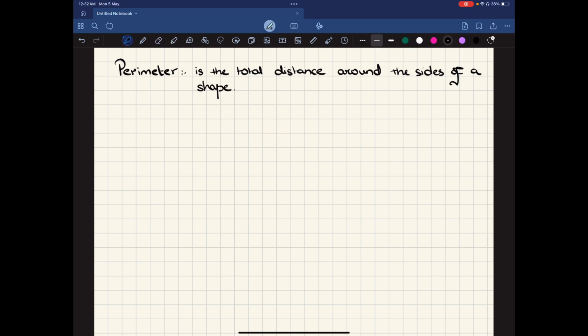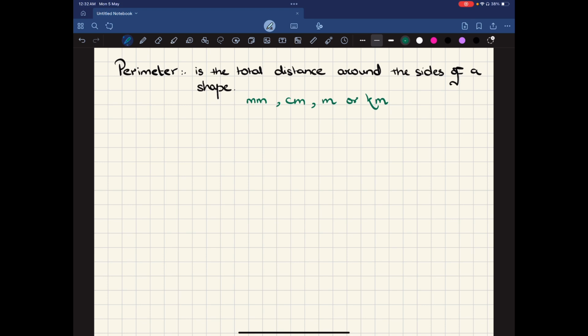And perimeter is measured in millimeters, centimeters, meters, or kilometers, right? The metric system. The metric units which are used to calculate the length of something, right?